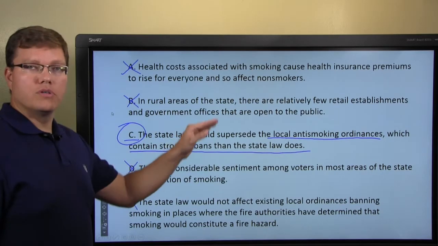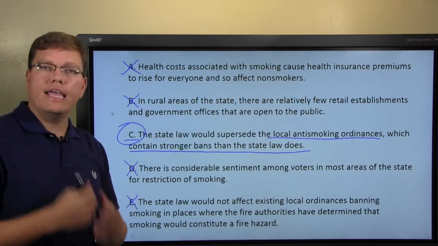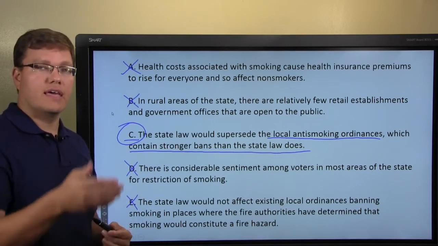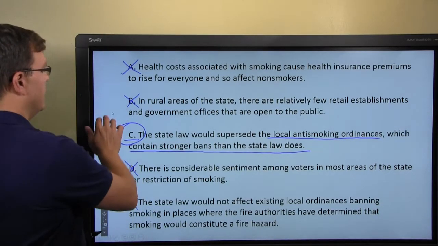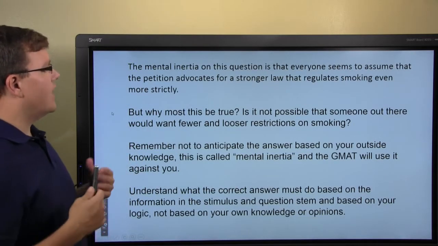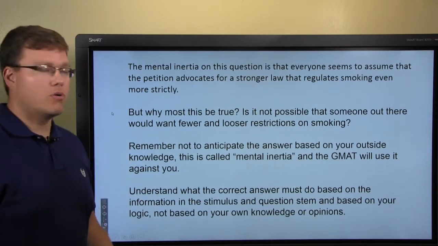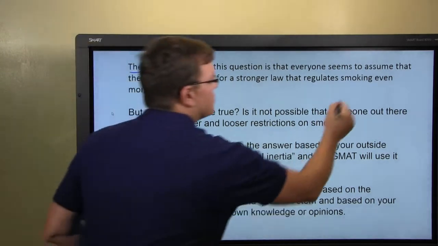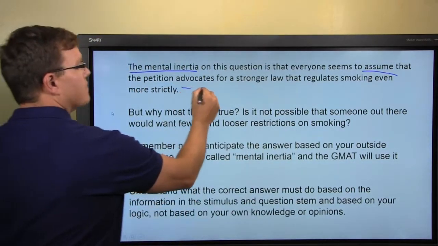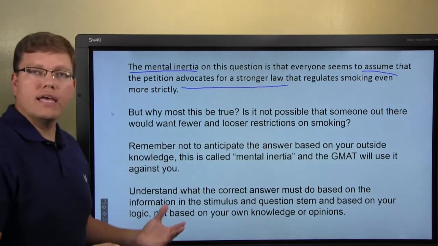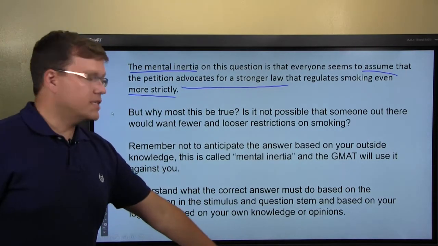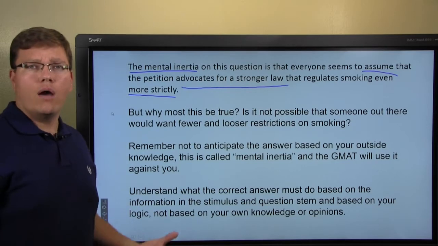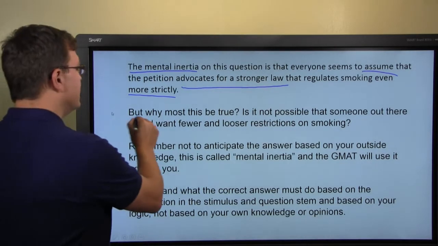If the state law would supersede these local ordinances, and if the local ordinances are in fact tougher, then it would be misleading to think that the local ordinances were being extended. Now, why do I refer to this as a misleading or a mental inertia question? Well, the mental inertia on this question is that everyone seems to assume that the petition advocates for a stronger law that regulates smoking even more strictly. People seem to think that this petition must do more than what's being done right now. But why must this be true?